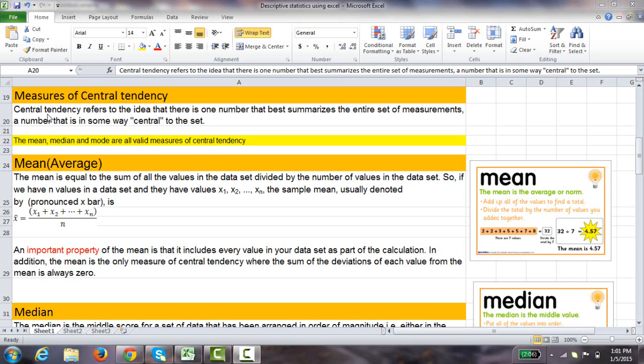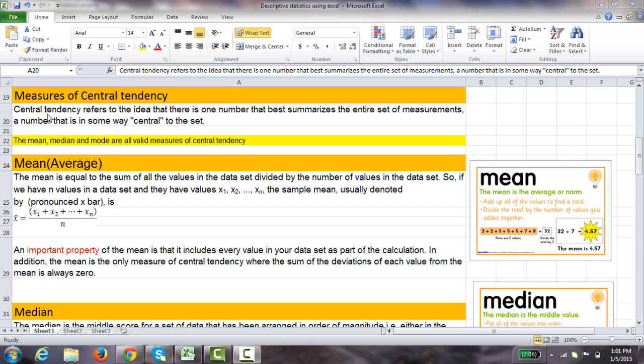Central tendency refers to the idea that there is one number that best summarizes the entire set of measurements, a number that is in some way central to the set. The mean, the median and the mode are all valid measures of central tendency. Now let us see what is mean.